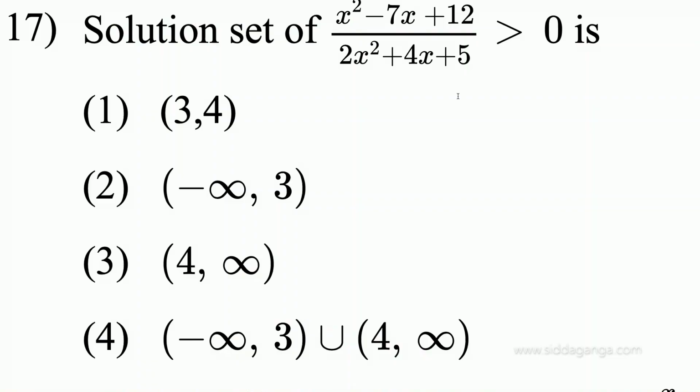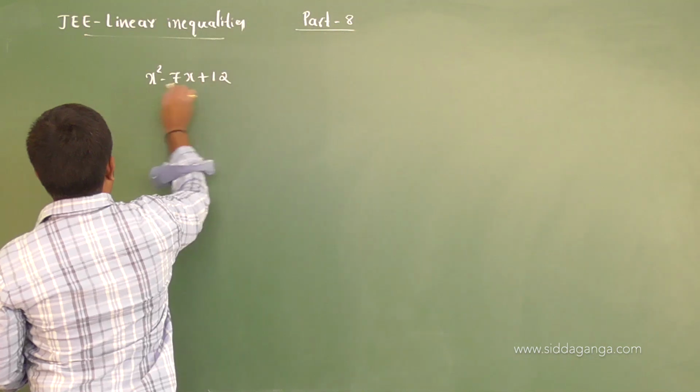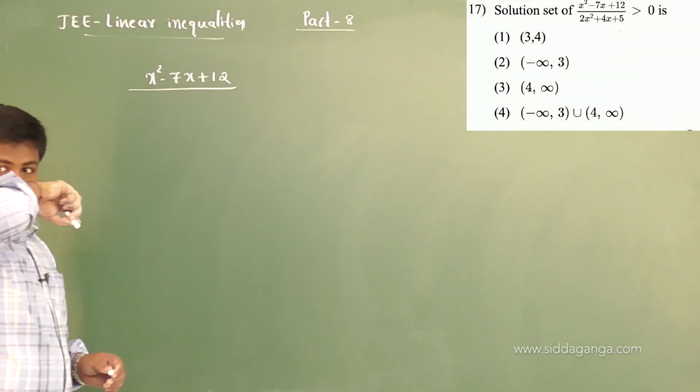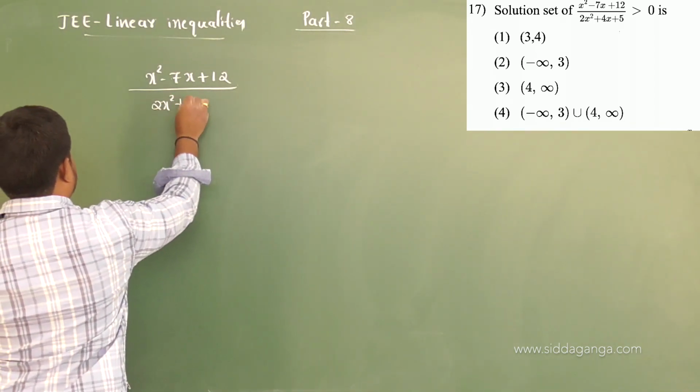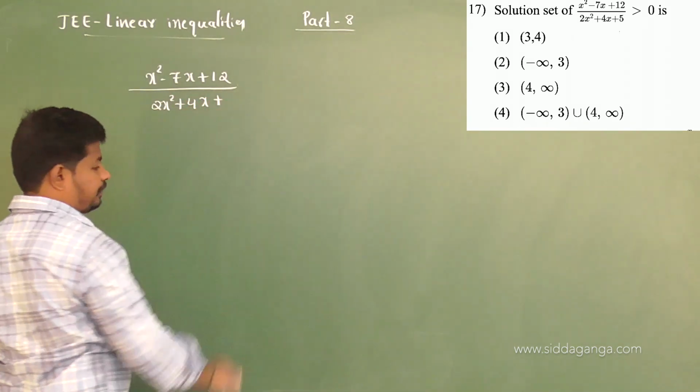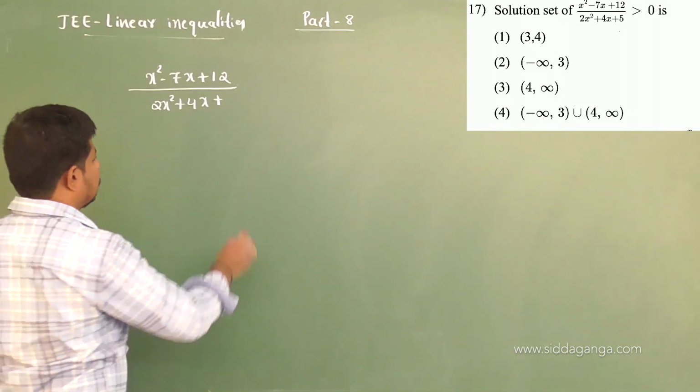Okay, so let's move to question number 17. The solution set of (x square minus 7x plus 12) divided by (2x square plus 4x plus 5) greater than 0.